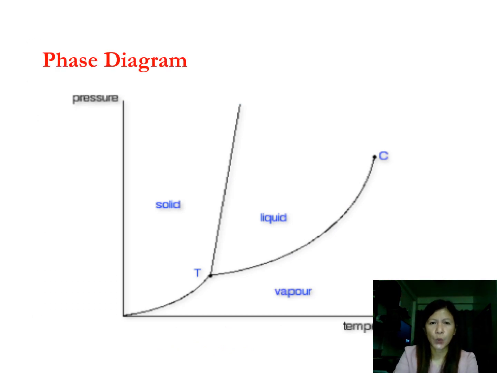Another graph is called the phase diagram. The phase diagram shows the states of matter, and the critical point and the triple point. Critical point and the triple point are two important concepts that we need to take note of when considering the transformation of matter from one phase to another.